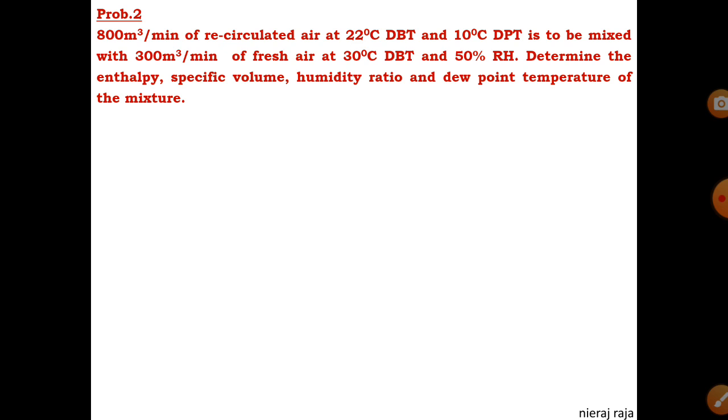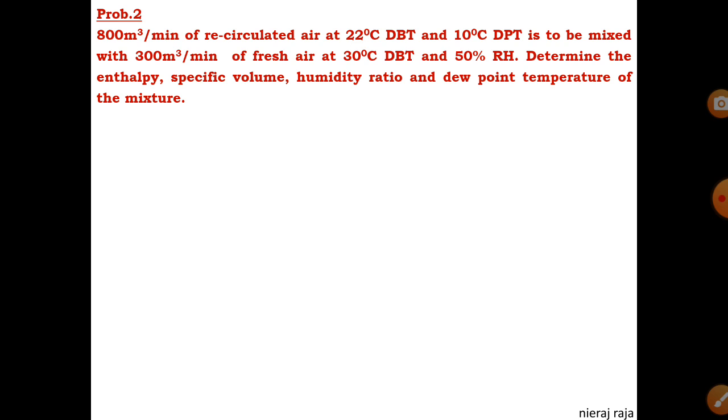Now in problem number 2, it is said that 800 meter cube per minute of recirculated air at 22 degrees Celsius dBT and 10 degrees Celsius dPT is to be mixed with 300 meter cube per minute of fresh air, which is at 30 degrees Celsius dBT and 50% RH. Now two airs and their conditions have been given. One is a fresh air and another one is a recirculated air.